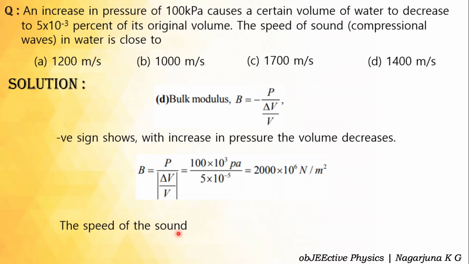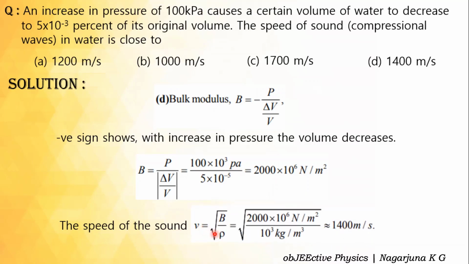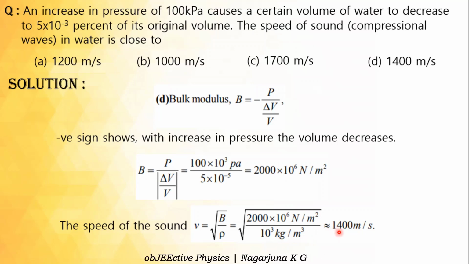Therefore, the speed of sound v is equal to square root of B divided by density rho, that is equal to square root of B value, 2000 into 10 power 6 Newton per meter square, divided by density of water, 10 cube kg per meter cube, so it is approximately equal to 1400 meter per second. That is option D is the right option. Next question.